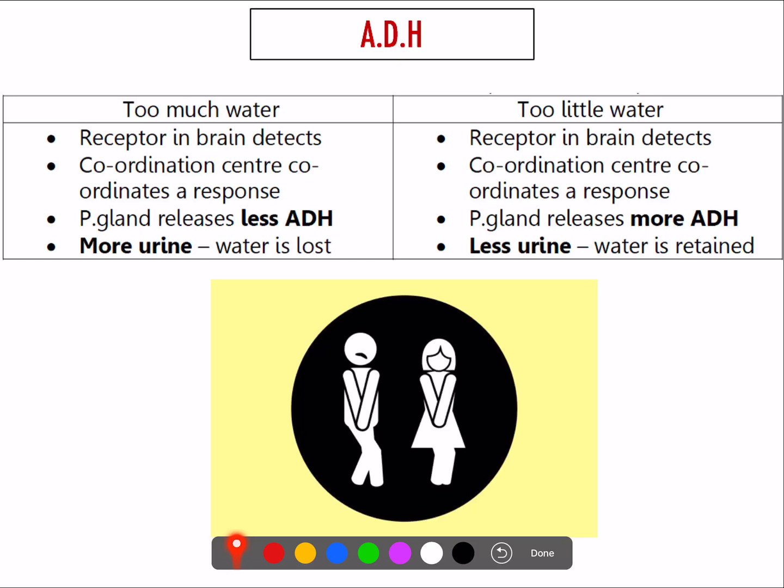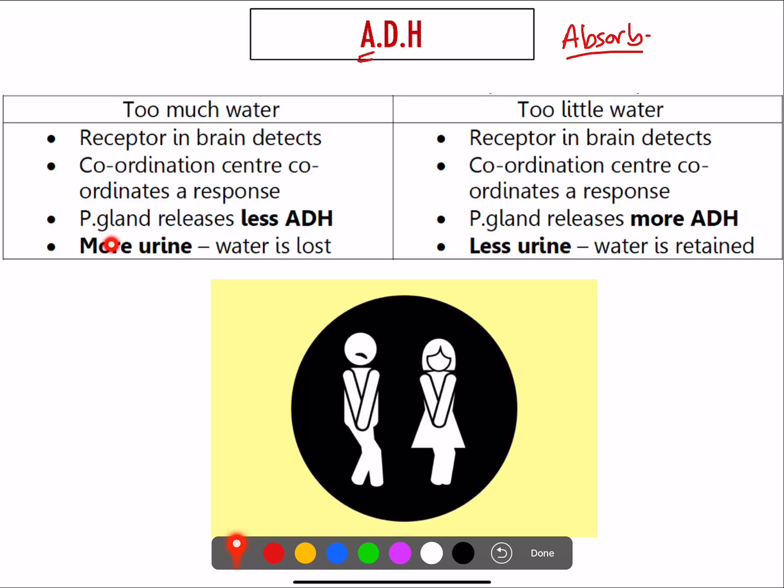And the way it works is this. Now, a good way to remember that is ADH, A for ADH, A for absorb. So ADH tells the kidneys to absorb the water back into the blood. Okay, so if you have too much water, how does it work? Your receptors in the brain, obviously, detect that there's too much water in your blood. It tells the coordination center, or the CNS. The CNS tells the pituitary gland to release less ADH. So less ADH means less absorbing of water. So if water does not get absorbed back into the blood, it goes out in the urine. So more urine is produced.